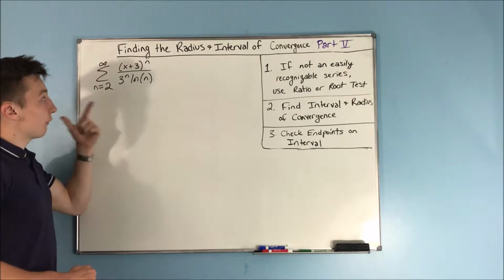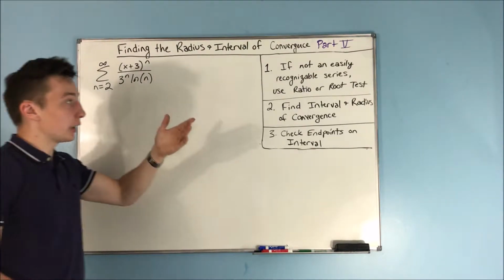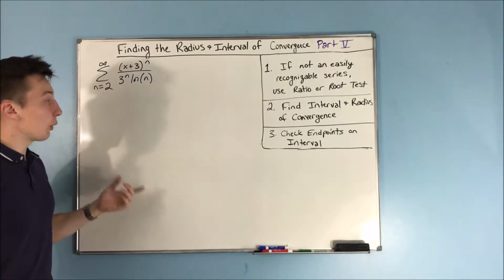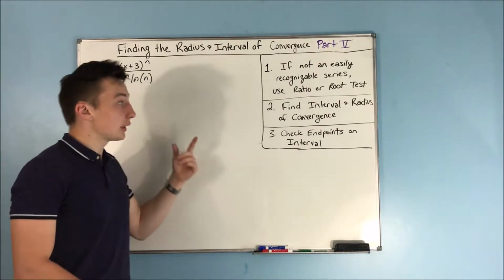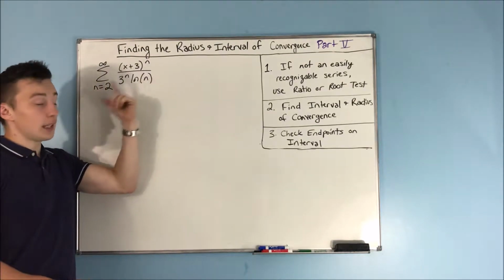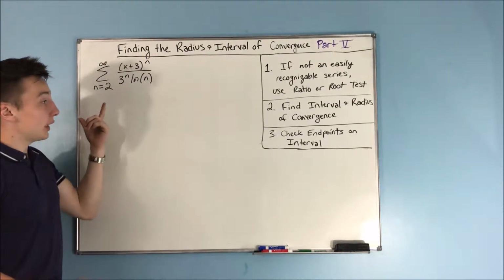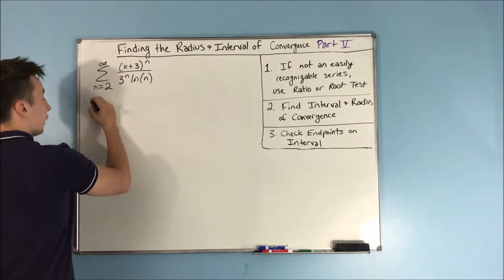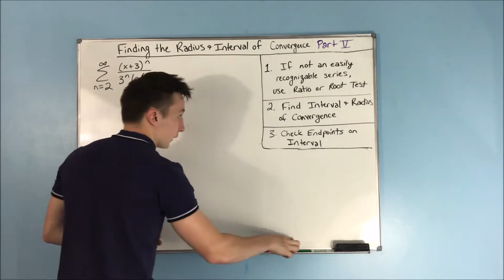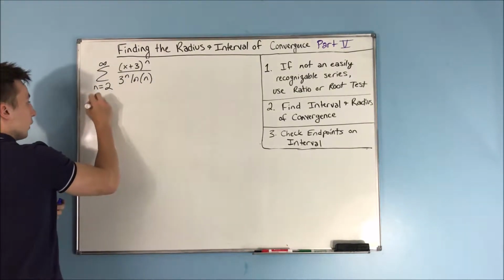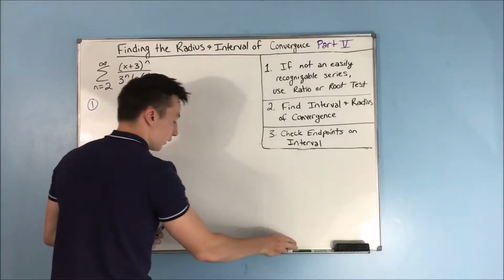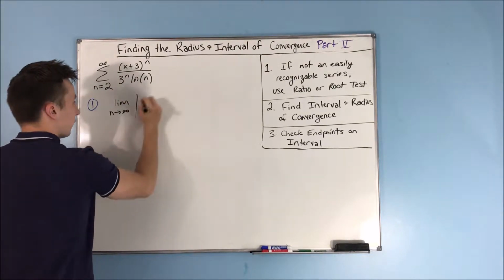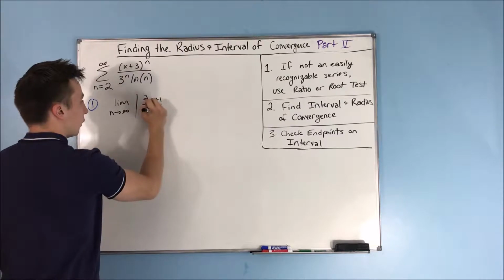Okay, so first off, this is not something that we can make into a geometric or p-series or anything like that that's going to be super easy to solve this with. So we're going to either have to use ratio or root, and since this natural log of n is not raised to the nth power, we're not going to be able to use root test. Okay, so we've got to use ratio here, and what the ratio test tells us, and this is step 1, is that we need to figure out the limit as n approaches infinity of the absolute value of a sub n plus 1 over a sub n.